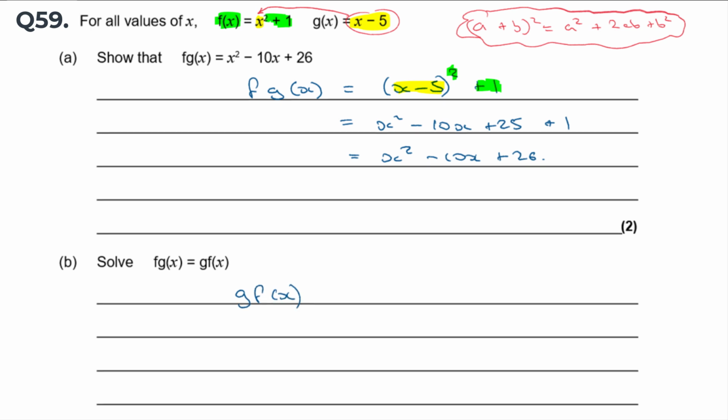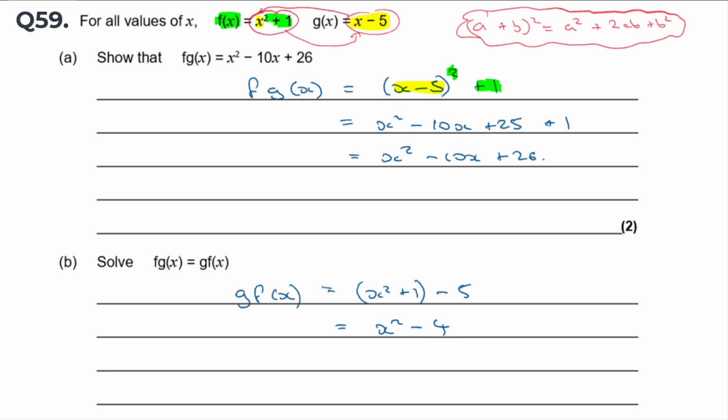G of f of x is doing the opposite. It's taking the f of x and writing it in g of x where the x is. So rather than writing x minus 5, I'm going to replace the x with f of x, which is x squared plus 1, and then the rest will be the same as g of x, so x squared plus 1 minus 5. So that's equal to x squared minus 4, just collecting the terms together.